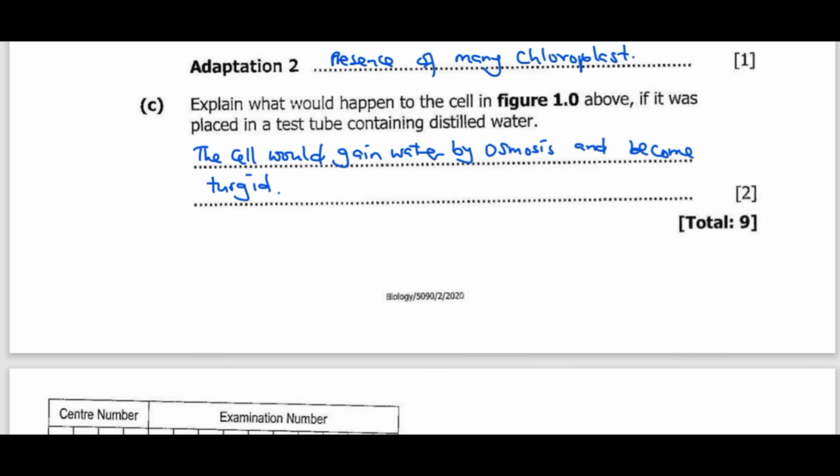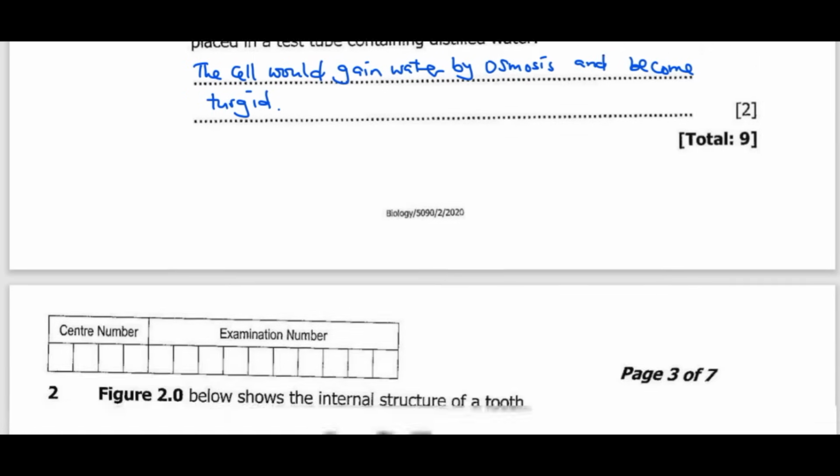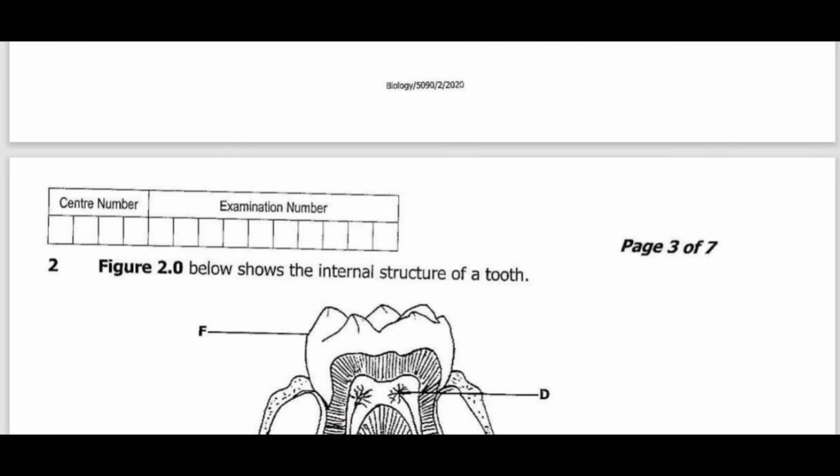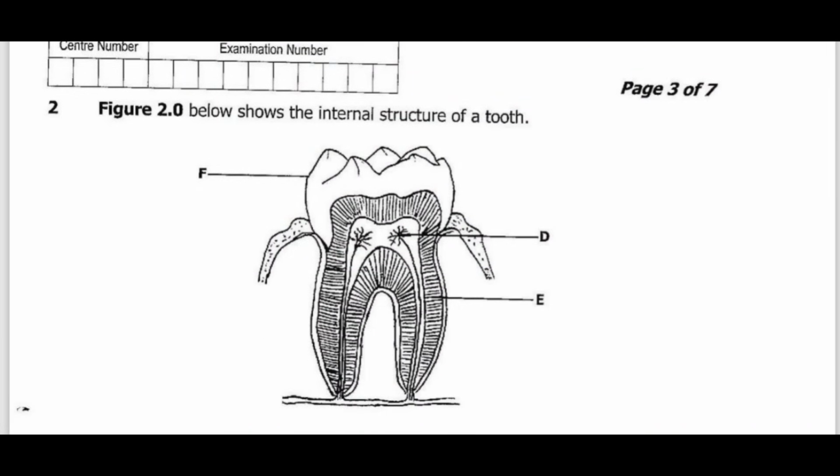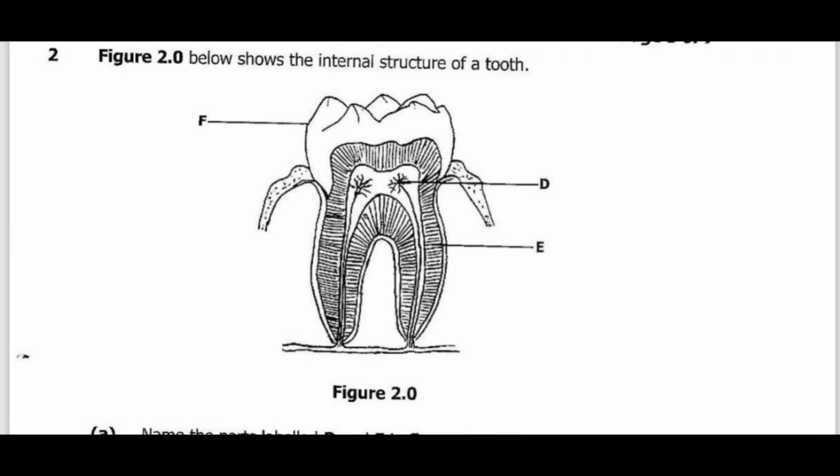Okay, so we can move to the next question. We are done with question 1. Question 2, figure 2.0 below shows the internal structure of a tooth. When you look at it very closely, we have F, and then we have D, and then we have E.